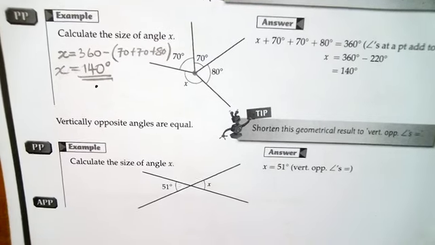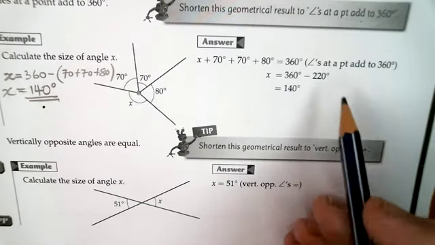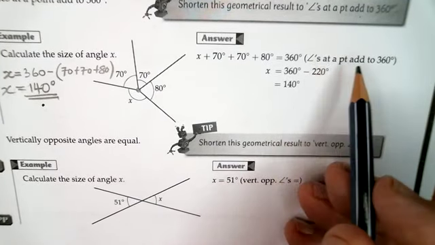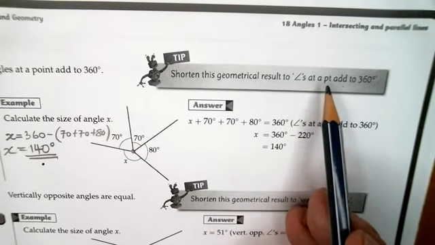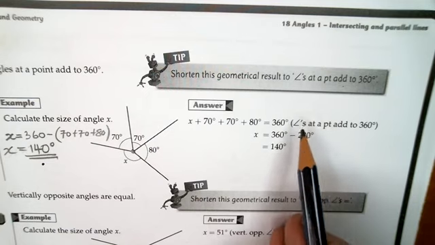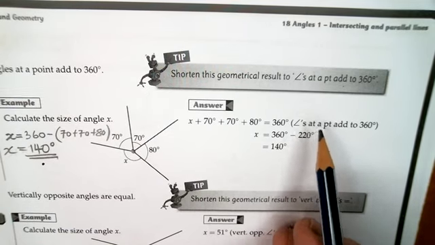Okay, let's move on to the next one. By the way, I'm just noticing here, I would tend to write the reason for this. It says shorten angles at a point, add 360. Angles at a point, you could actually do a number of different things.